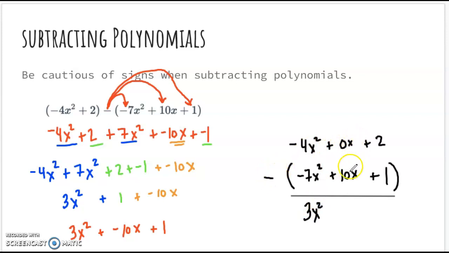0x minus a 10x gives me negative 10x. And 2 minus 1 is just 1. And voila, we have the same answer. Our answers match. And now it's already arranged in standard form. How nice is that?